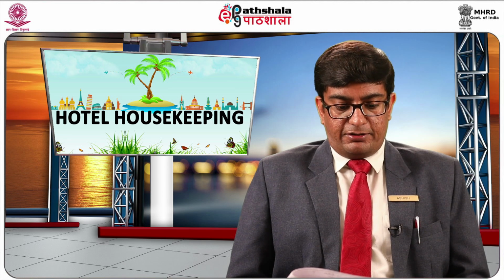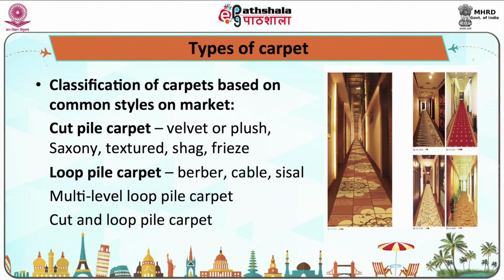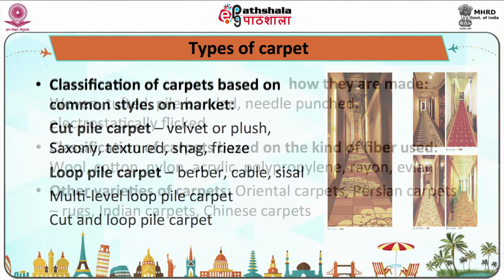Types of carpet. There are various types of carpet. We can classify carpets on the basis of common styles in the market, that is, cut pile carpet. It includes velvet or plush, Saxony, textured, shag or frieze kind of carpet. Then there are loop pile carpets that include cable, sisal. There are multi-level loop pile carpets and there are cut and loop pile carpets.